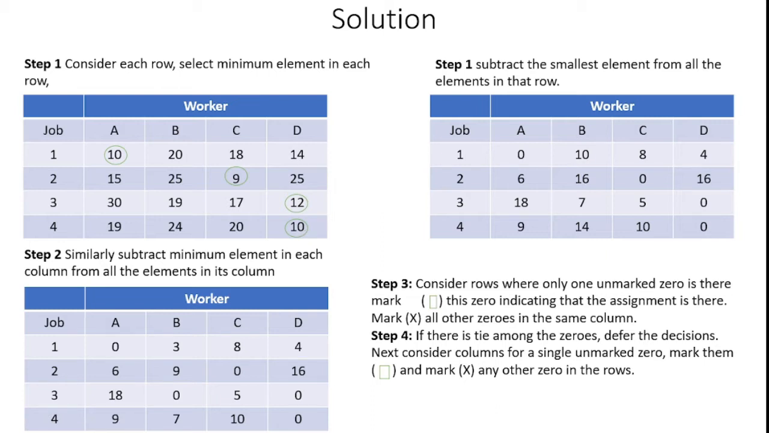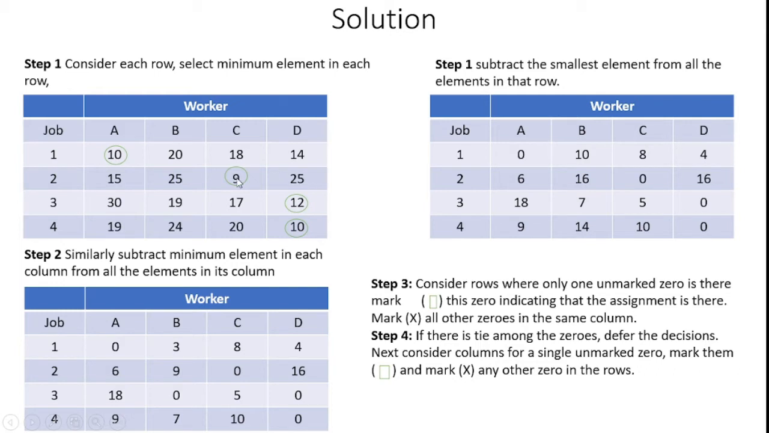After that, in the same step 1, subtract the smallest element from all the elements in that row. According to the first row, the minimum element is 10, so I subtract it from the other elements and from itself. So 10 minus 10 is equal to 0. Then 20 minus 10 is equal to 10. 18 minus 10 is equal to 8. 14 minus 10 is equal to 4. Likewise, I rearrange the elements with respect to the step 1 rule.